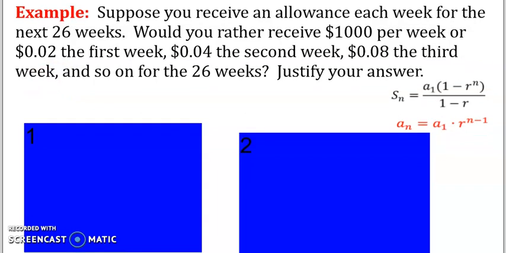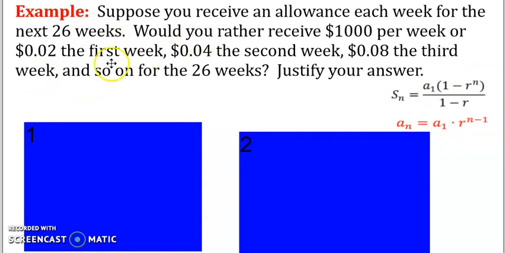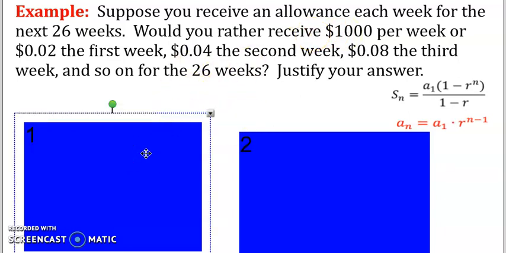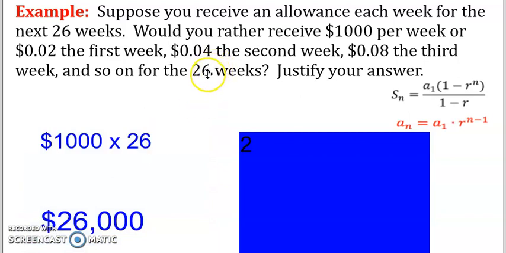Some of you are probably looking at this and saying, okay, I know that the second option is going to get pretty big pretty fast, but $1,000 per week, that's pretty great, right? So if I did $1,000 per week for 26 weeks, I would get $26,000 cash. Not a bad deal. Or I started off at 2 cents, right? I'm doubling each week, so my R value is 2. And then we have 26 total weeks.